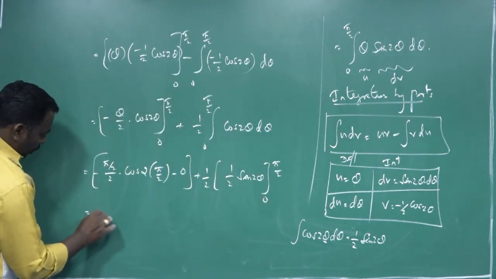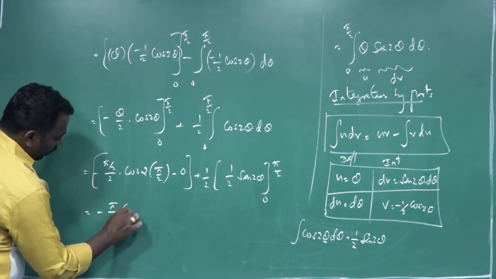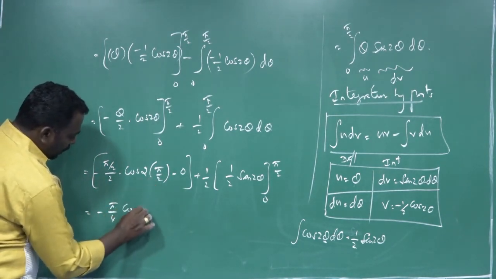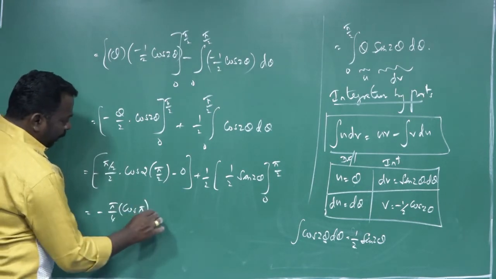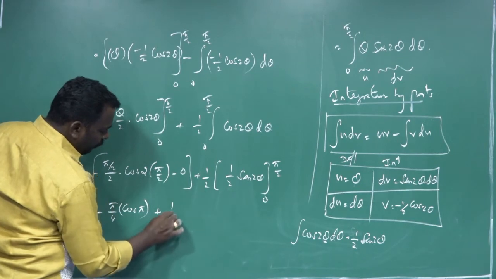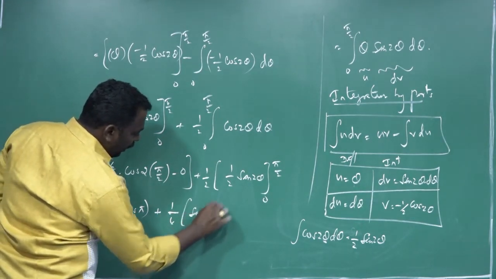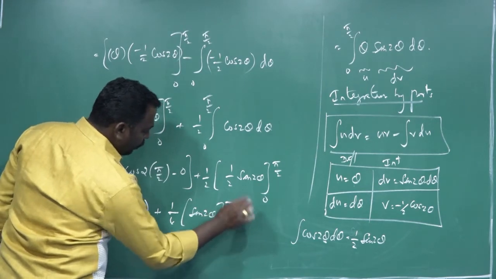Then that is equal to minus, and 2 comes to the denominator, pi by 4 into cos pi, then the 0 cancels the first term, plus multiplying the term, 1 by 4 within the bracket of sin 2 theta, the limits are 0 and pi by 2.